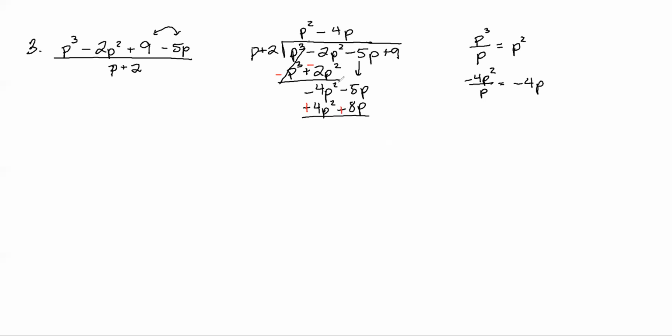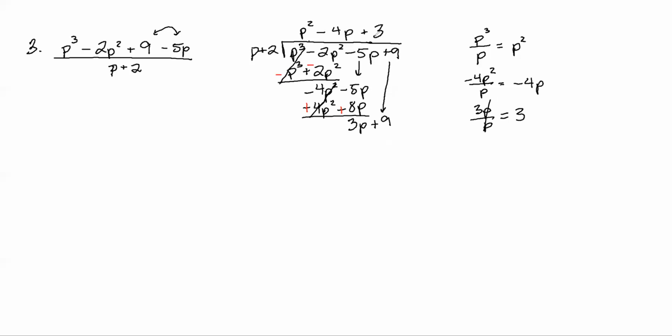First terms cancel. And then negative 5p plus 8p is 3p. Bring down our last term. And do this one last time. So first term divided by first term, 3p divided by p. The p's cancel and we get 3, positive, so plus 3.